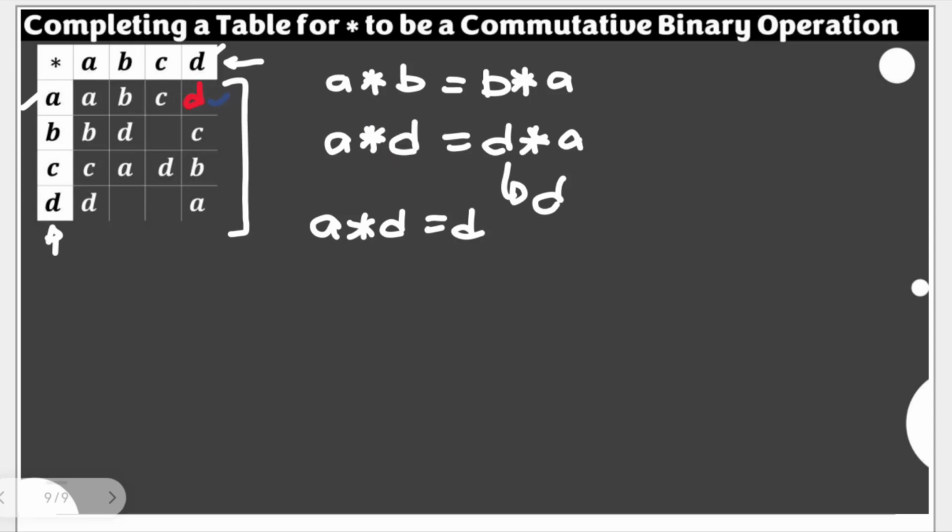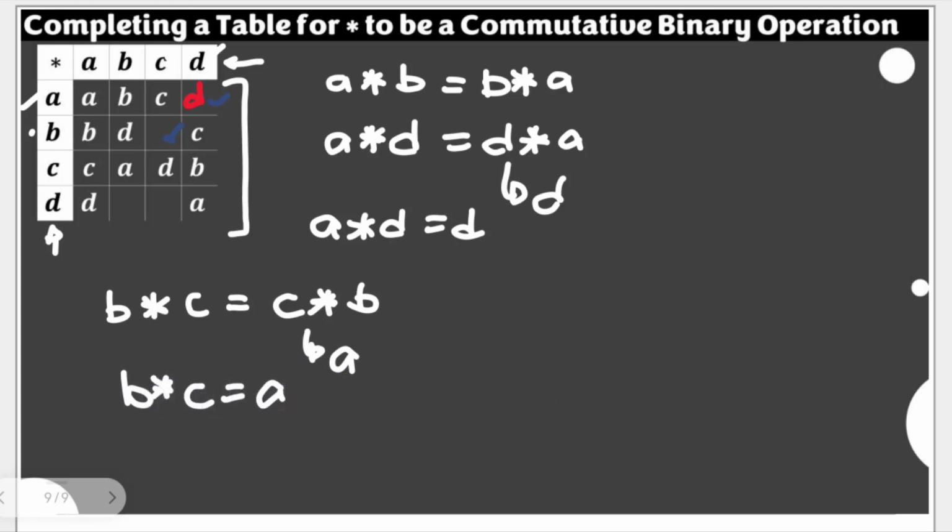Next, let's find out the entry here. This is actually the result when we operate B and C, so we have B star C. For this to be commutative, this should be the same as C star B. And C star B can be found here: C is our row and B is our column. The result here is A. Since C star B is equal to A, this should also be the result of B star C. This would be our A.